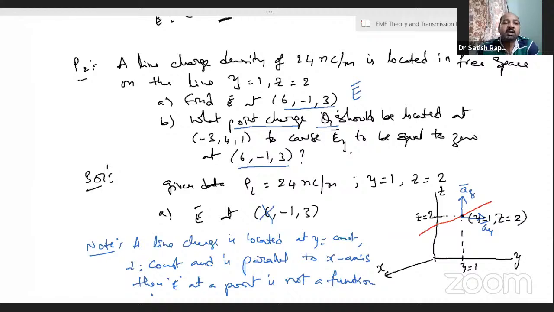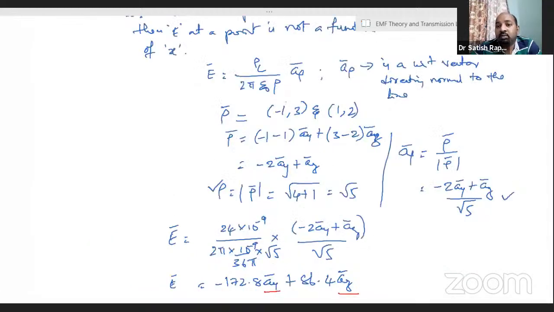We know how to determine electric field due to point charge, and we know how to determine electric field due to line charge, right? So in B bit, in addition to line charge, we need to determine electric field due to point charge also. So that is the additional factor in B bit. And let me explain.